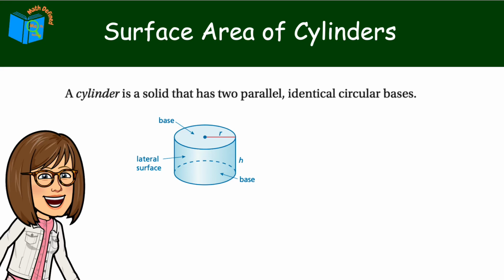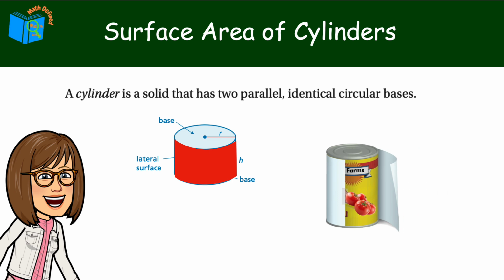Today we're focusing on finding the surface area of cylinders. A cylinder is a solid with two identical circular bases and a curved surface that connects them. That curved part is like a label wrapped around a can. The good news? There's an easy formula that we can use to find the surface area of any cylinder. So grab your notes and let's dive in.